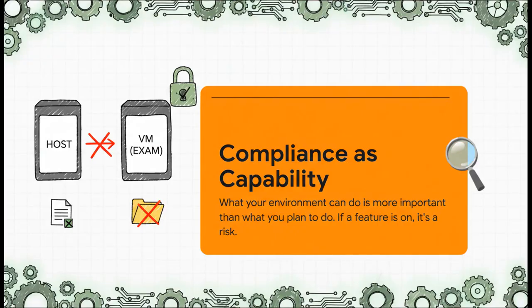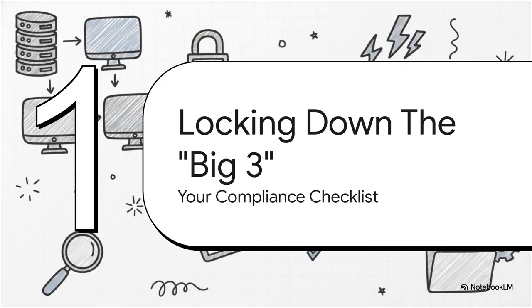So this all boils down to one key principle: compliance is capability. It's this idea that if your host machine can push text or files into your exam VM, it's a problem. It creates ambiguity. Our job, our entire goal, is to make your setup completely, beautifully, and, well, boringly unambiguous. Okay, so how do we actually do that? How do we get to that unambiguous state?